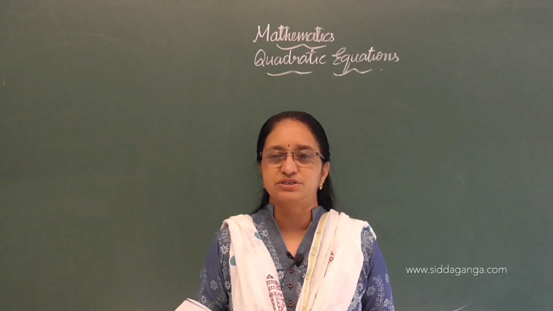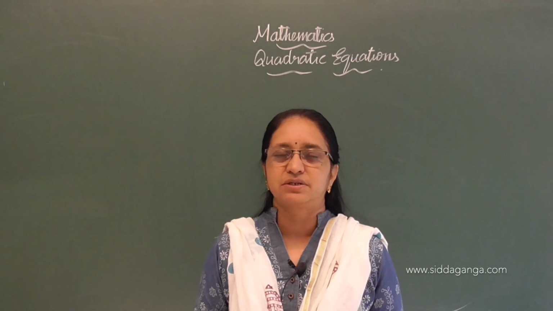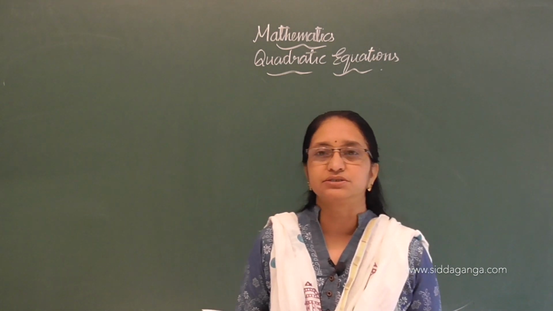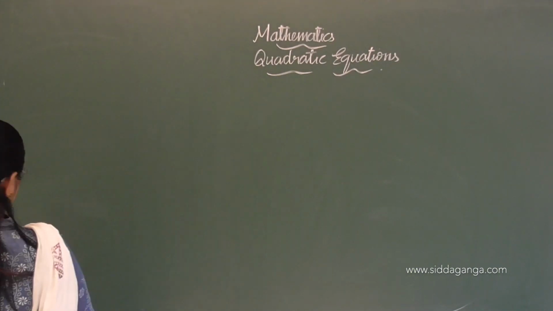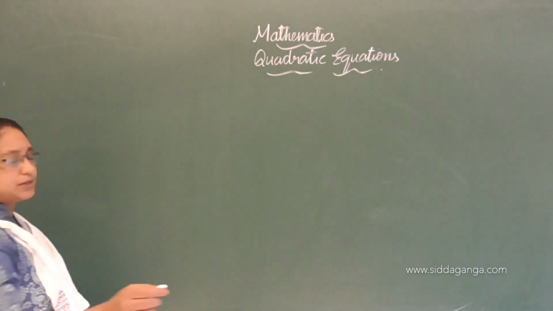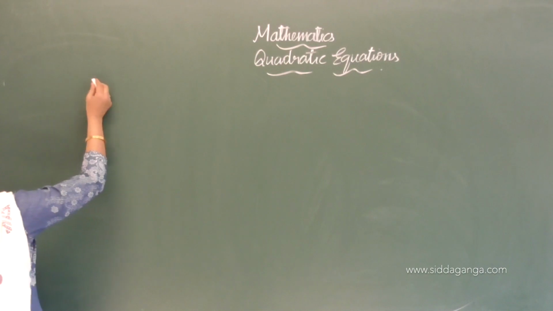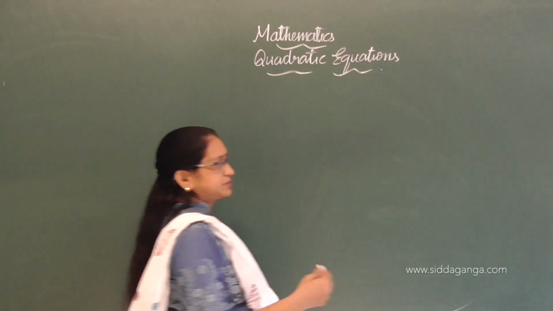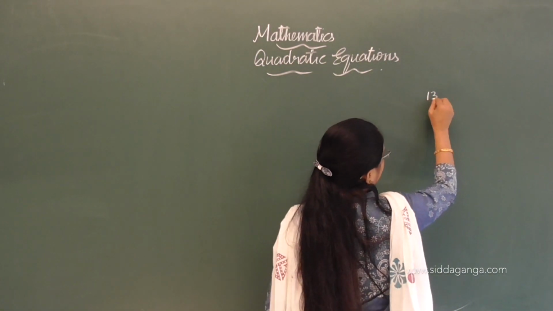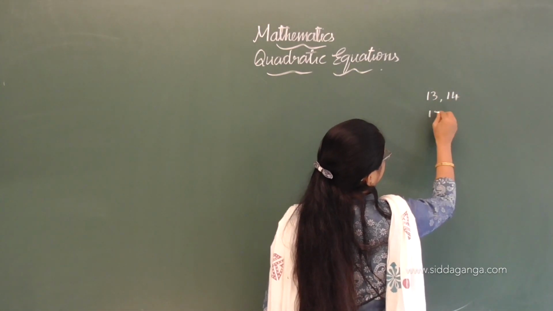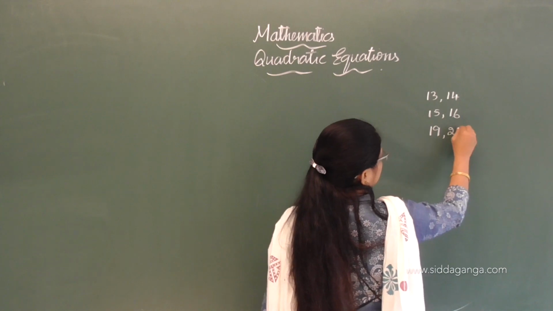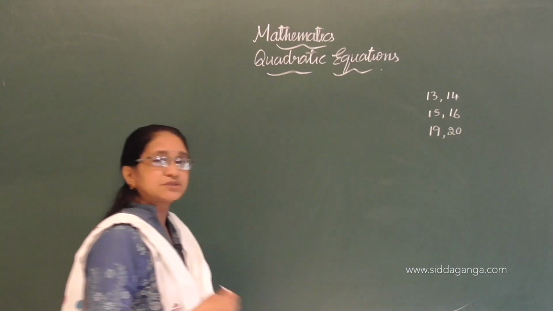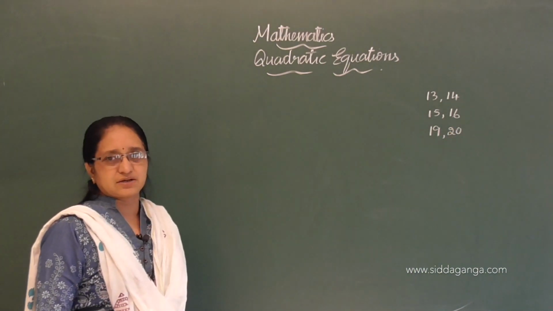Find two consecutive positive integers. Please underline that: consecutive positive integers. You know the meaning of consecutive positive integers. For example, 13 and 14, 15 and 16, 19 and 20, these are consecutive positive integers.